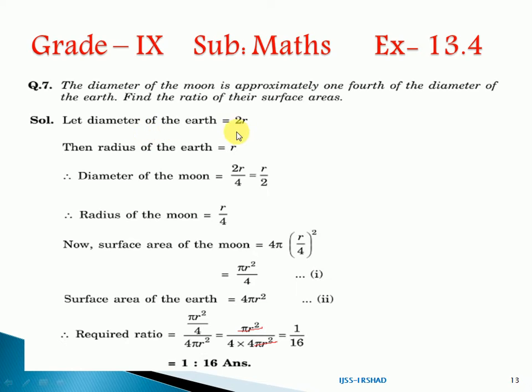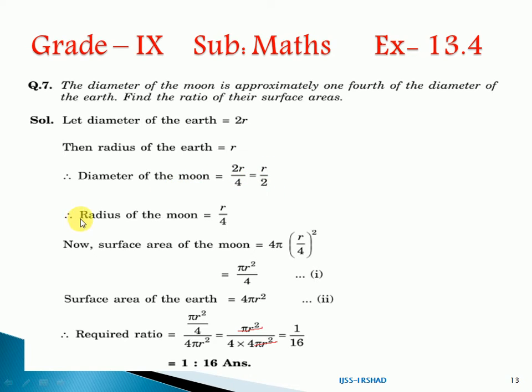So let the diameter of earth be 2r. So the radius will be r, half of this. Then the diameter of moon will be how much? They said 1/4 of the diameter of earth, means 1/4 of this. So 1/4 will be multiplied by 2r. What will come when I multiply 1/4 of 2r? It will be 2r by 4. Then you can cut this 2 and 4, 2 one time and 2 2 times. So it will come r by 2. Diameter of moon will be r by 2.